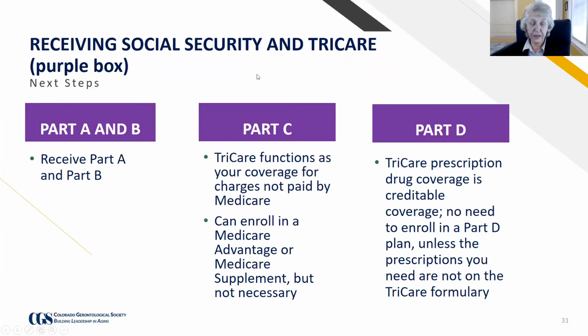If you're receiving Social Security and Tricare, you will be in the purple boxes, and you will already be enrolled in Social Security. You'll have a Social Security account. You're receiving Part A and B. You will need to keep those because Tricare coordinates benefits with Medicare, and they pay after Medicare does. You can sign up for a Part C benefit, but you do not need to. You can also enroll in a Medicare supplement, but that may also not be necessary.